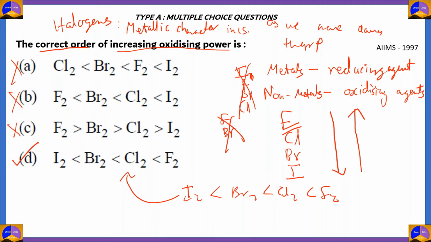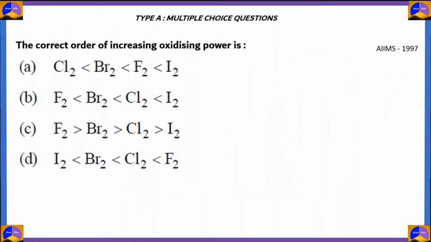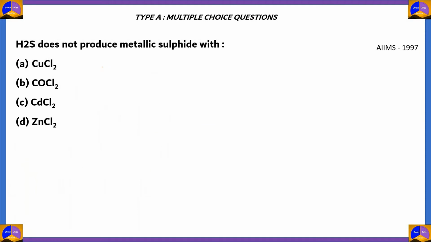The right answer is option D. I2 has lesser oxidizing power than Br2, which is less than Cl2, which is less than F2. F2 has the highest oxidizing power. I2 has the least oxidizing power among group 17 elements, or the halogens. Next question.